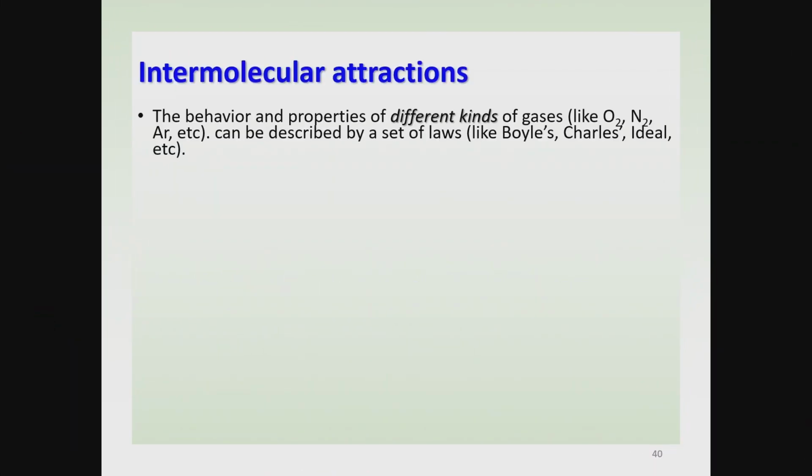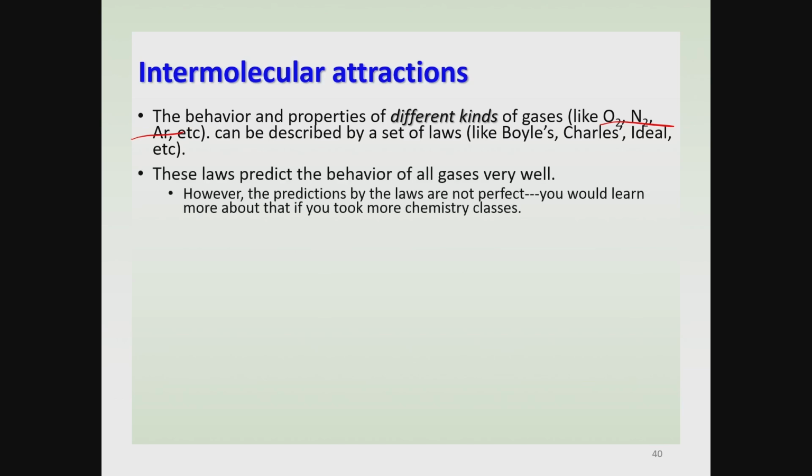Okay, so what we're going to do is talk about intermolecular attractions. Let me make some points here that are kind of interesting to know about. As you know at this point, the behavior and properties of different kinds of gases like oxygen, nitrogen, and argon can be described by a set of laws like Boyle's law, Charles' law, and the ideal gas law, and so on. These laws predict the behavior of gases very well, but the interesting thing is these laws that we use to predict the behavior of gases are not perfect.